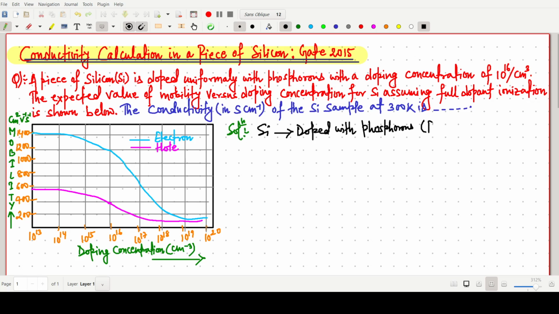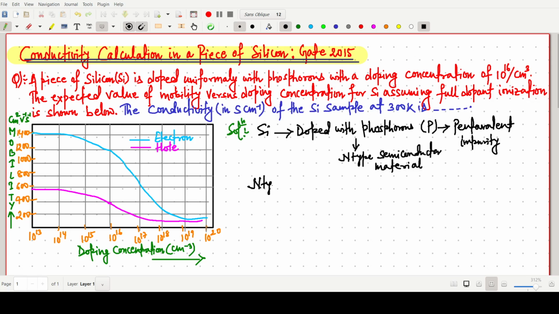This phosphorus is our pentavalent impurity. So if it is a pentavalent impurity, it will come under N type semiconductor material. That thing we have to know, and it is very simple. For a quick revision, I am just writing that N type material is nothing but simply N.